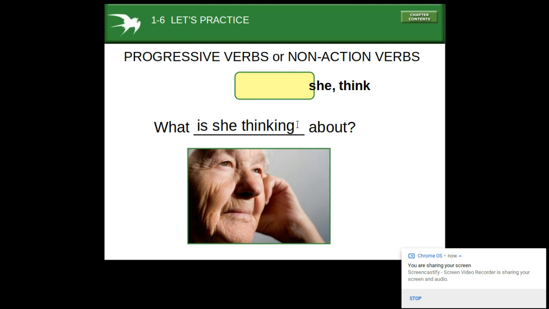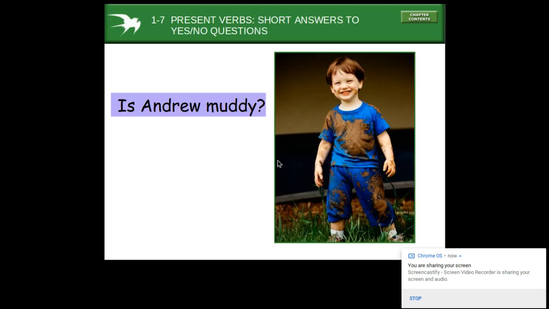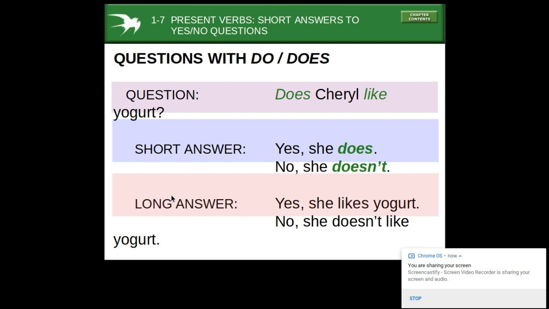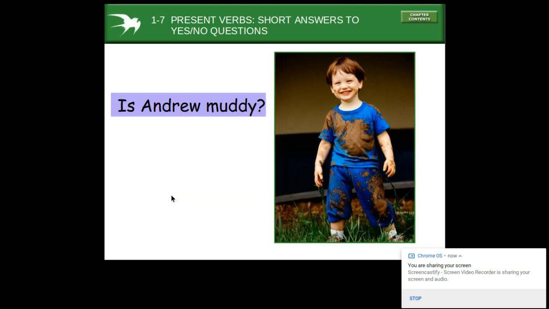Down here, what is she thinking about right now? She's thinking, right? You can see that her eyes are raised a little bit. She looks lost in thought, right? She's thinking about something in the progressive. Look at this one. Present verbs, short answers to yes or no questions. Is Andrew muddy? He's got mud, which is dirt and water all over his body and his clothes. Is he muddy? We're gonna say, oops, I thought they would tell us, yes, he is.